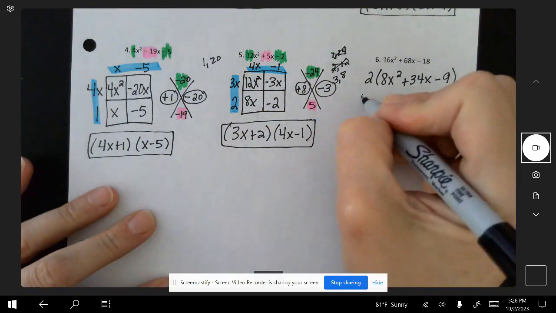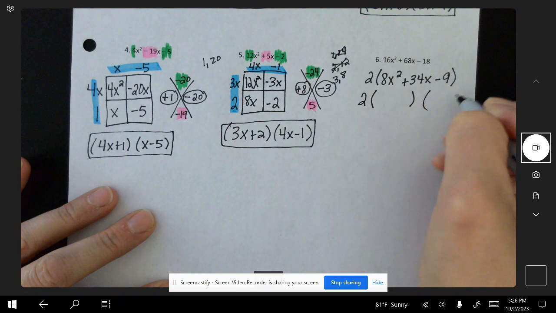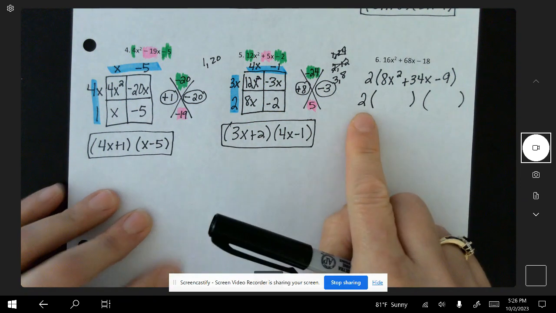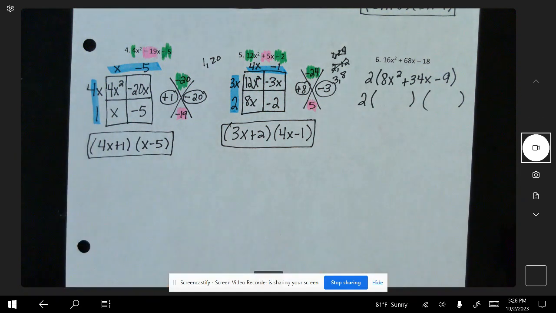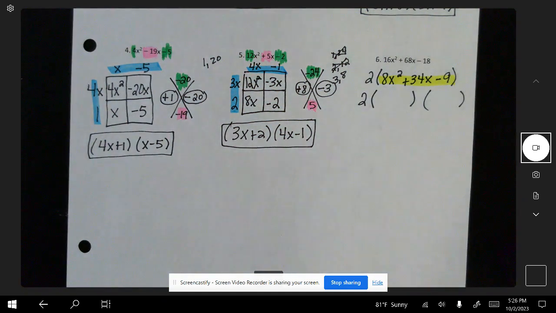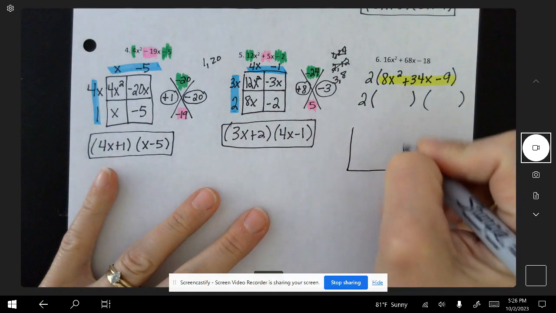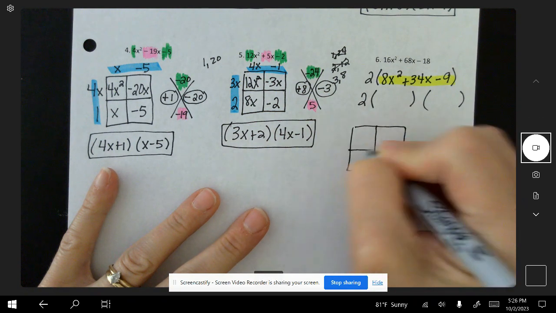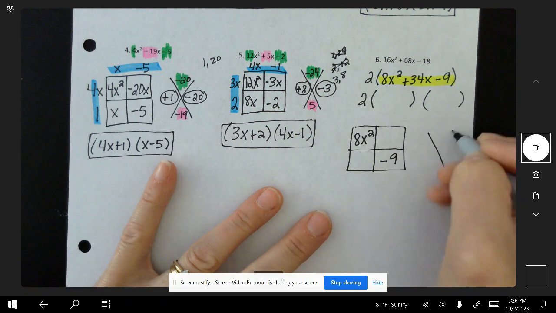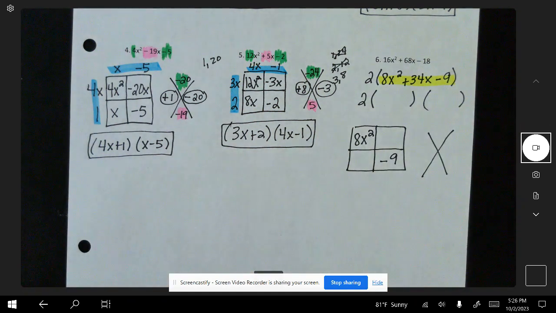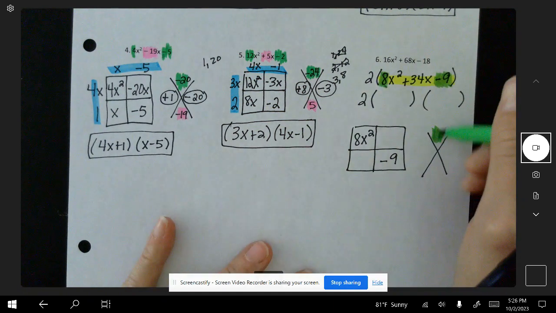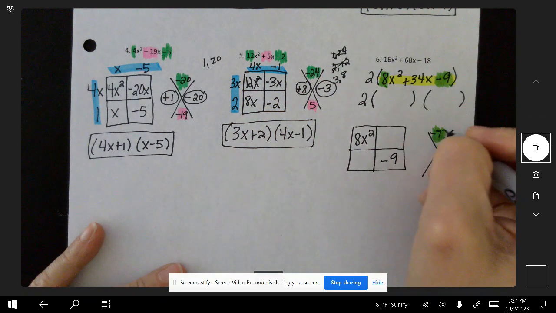Now, that means when I write my answer, it's going to look something like this. I still got to keep that 2. Okay, since we pulled it out to start with, we got to keep it. But what I'm working my box on is just this part. Just that part. Okay, so let's draw our box. We've got 8x squared, -9. Negative 9 times 8 is negative 72.